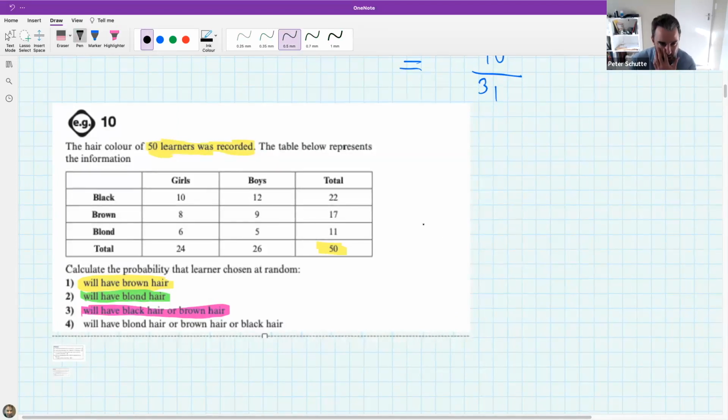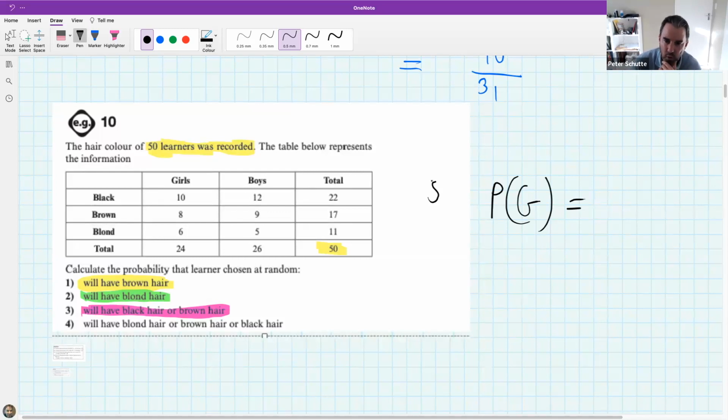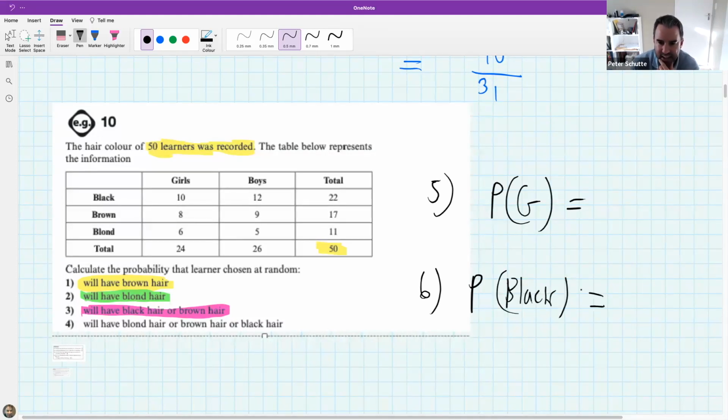So what I'm going to do is change the questions a little bit. If I said to you, what is the probability of choosing a girl from this collection of students? I want you to work that out. We'll call that question 5. And then for question 6, what is the probability of choosing someone with, let's say, black hair if you randomly choose someone from the collection? See if you can do those two.